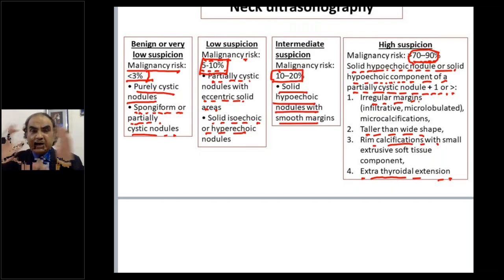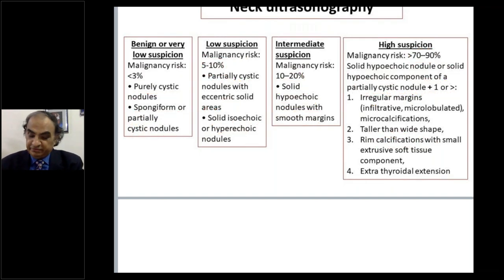This is to summarize all that I've spoken. In a classical cystic nodule, the risk is less than 3%. In the one which is partially cystic and solid, but there are no other features, it's 5 to 10%. And if it is solid, but margins are smooth, it is about 10 to 20%. If it is a classical one with all the features, taller than wide, all the other features, 70 to 90%. Important slide in the entire presentation, if you may.